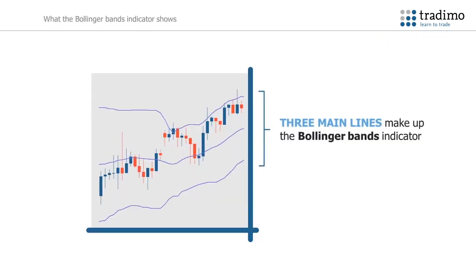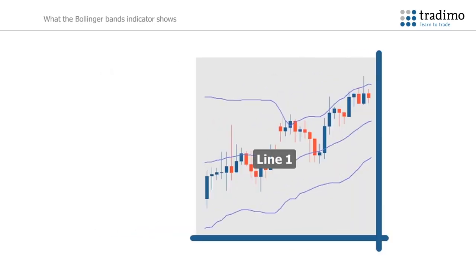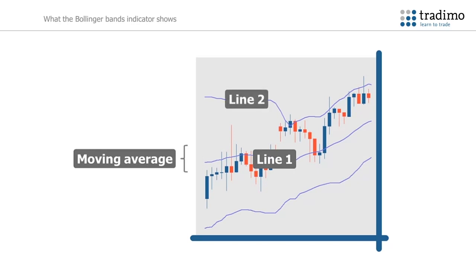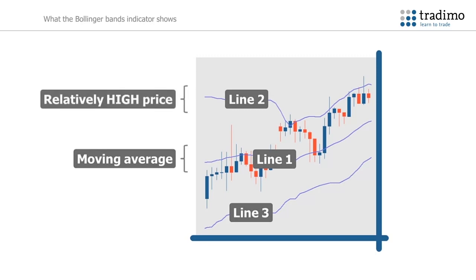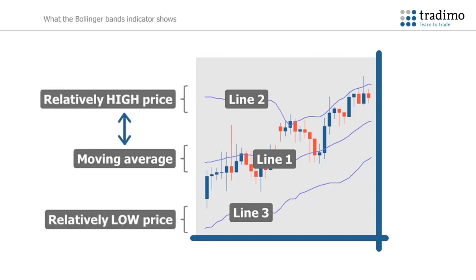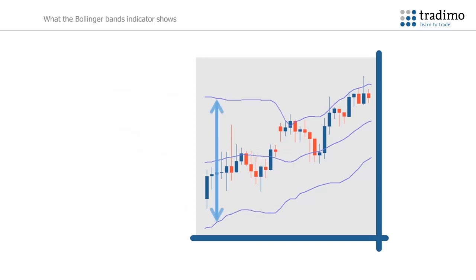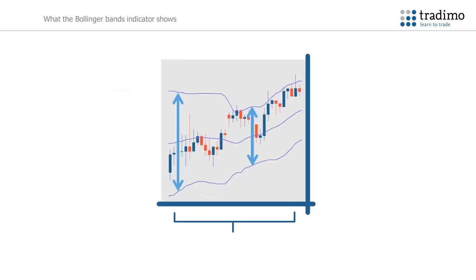Three main lines make up the Bollinger Bands indicator. The first of these, the central band, is a simple moving average. The second and third, the upper and lower bands, represent levels at which price is relatively high or low compared to this moving average. Most of an asset's price action will take place within the two outer bands, meaning they can be used to predict reversals.